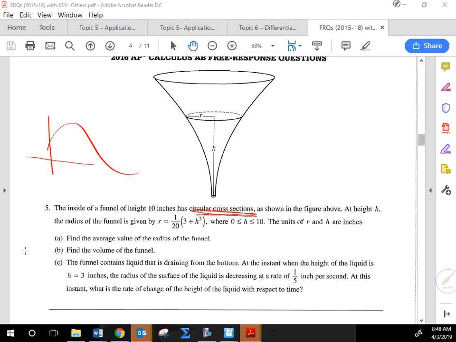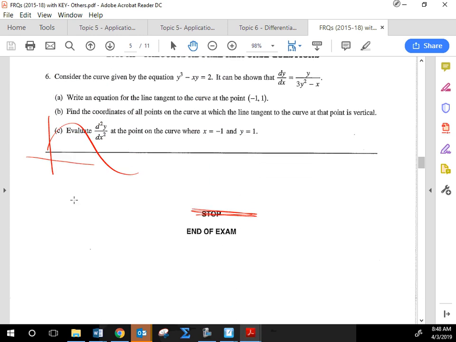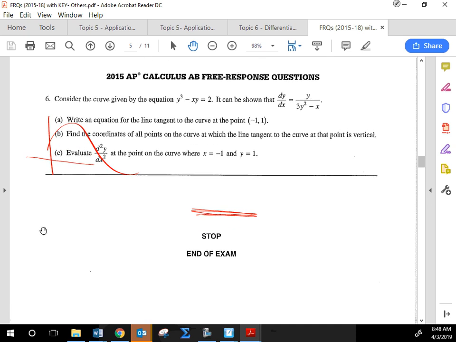Alright, and then our next one after that is simply an implicit differentiation problem. They give us an implicit function, they give us the derivative of it. They ask you to write the equation of the tangent line, and find the points at which the tangent line is vertical. We've done these types before, and then it says to evaluate the second derivative at these points.